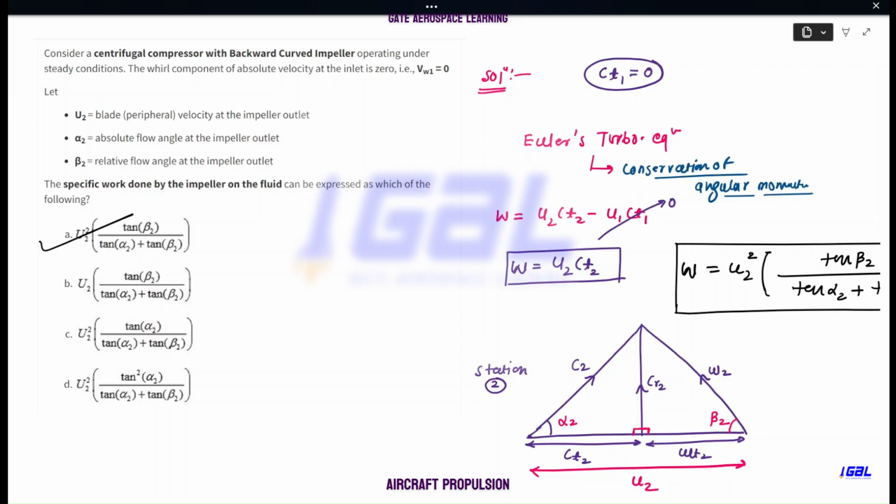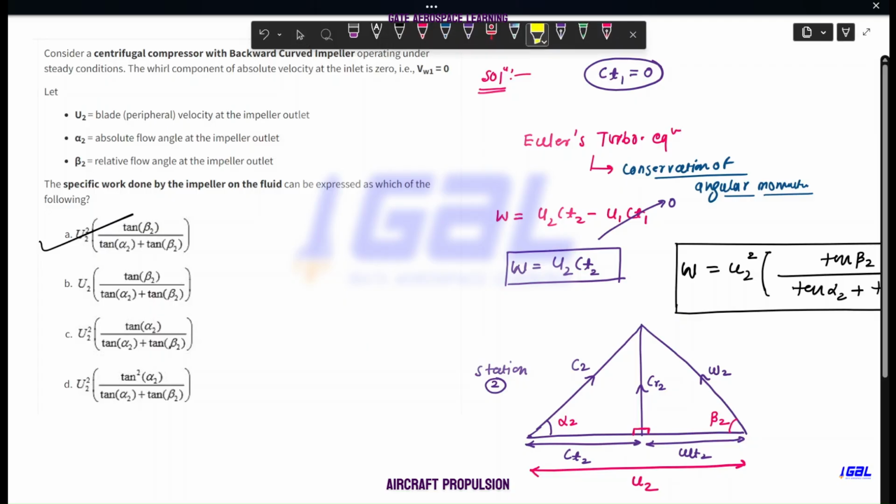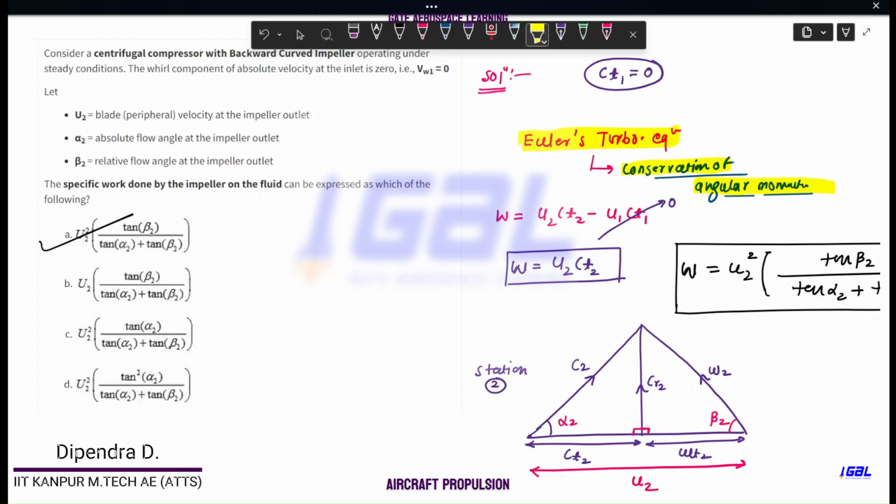If you have any doubt, you can ask me as well, and I'll also suggest you please remember this one. If someone asks in an interview, if you're appearing for an MS or PhD interview, from where the Euler turbomachinery equation is derived, then you should know that it is derived from the conservation of angular momentum.